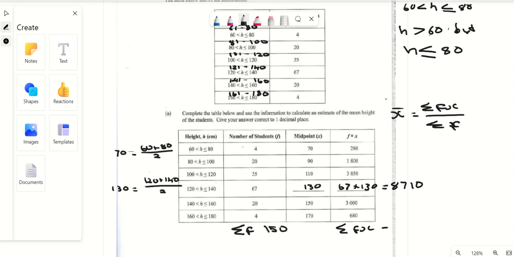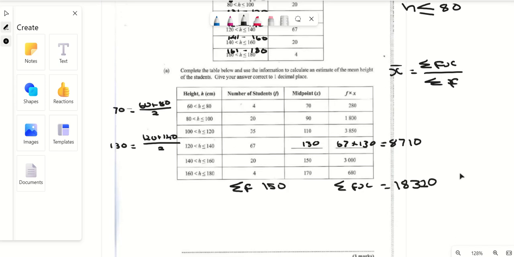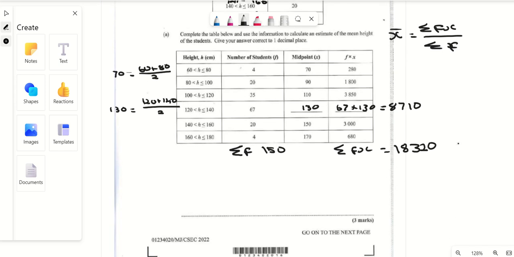Right, and this here, f of x would be, you add 280 plus 1,800 plus 3,850 plus 8,710 plus 3,000 plus 680. When you add all of this, you are going to get 18,320. Right, so these are my summations of f and my summations of f of x. You use a calculator. They ask you to estimate the mean height.